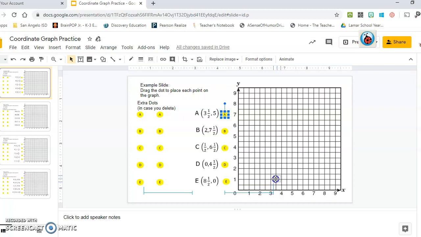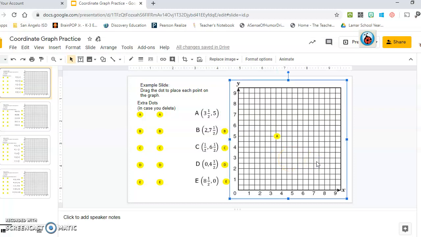Now, if I put it right here, it's not going to be perfect, as you can see, but it's pretty close. So there's 3.5, 5. And if you wanted to, you could try to make it perfect. But as long as you are within that little section, you should be good. So let's look at B.